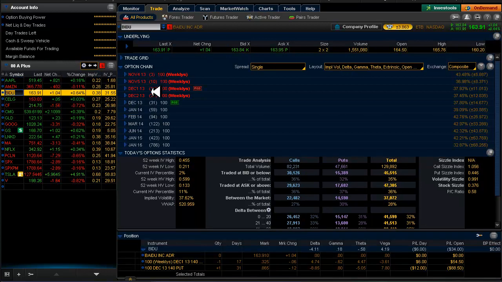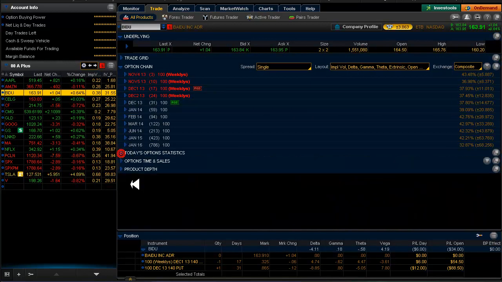So that's what we would be looking for. So how do you get a list of stocks that you can trade options on that have a high IV percentile? And then once you get that, how do you make that a dynamic watch list? So here's how you do it.